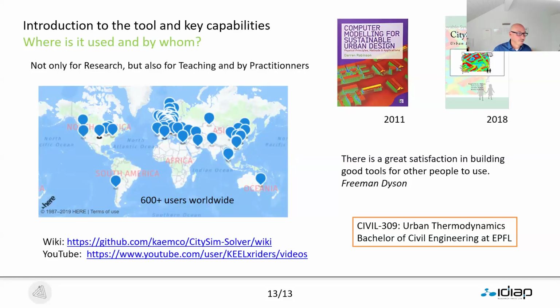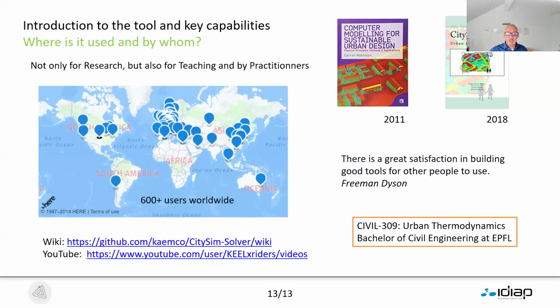You can see here a map that we made some years ago. We have more than 600 users around the world. We have some resources for these users. We have a book, and of course, a lot of research publications about CitySim, how the models work, and so on. We have a guide to tell you everything about how to use CitySim from CAD models.